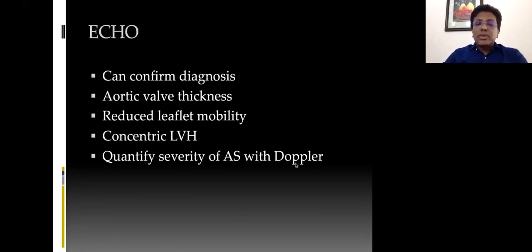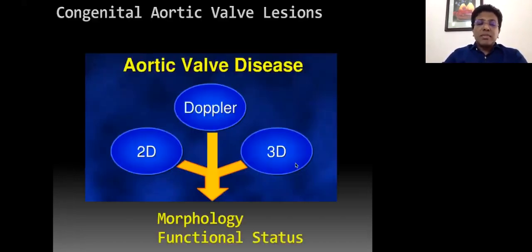So echo can confirm the diagnosis, confirm where the obstruction is, how much the aortic valve thickening is, what the valve area is, how much the obstruction is in the form of gradient, and where exactly the abnormality is, and the effects of aortic stenosis in the form of post-stenotic dilatation and severe LVH. It can also give you an assessment of aortic stenosis severity with Doppler and assess left ventricular function. So the aortic valve disease can be checked by 2D echo, Doppler and 3D, giving you morphology and functional status.